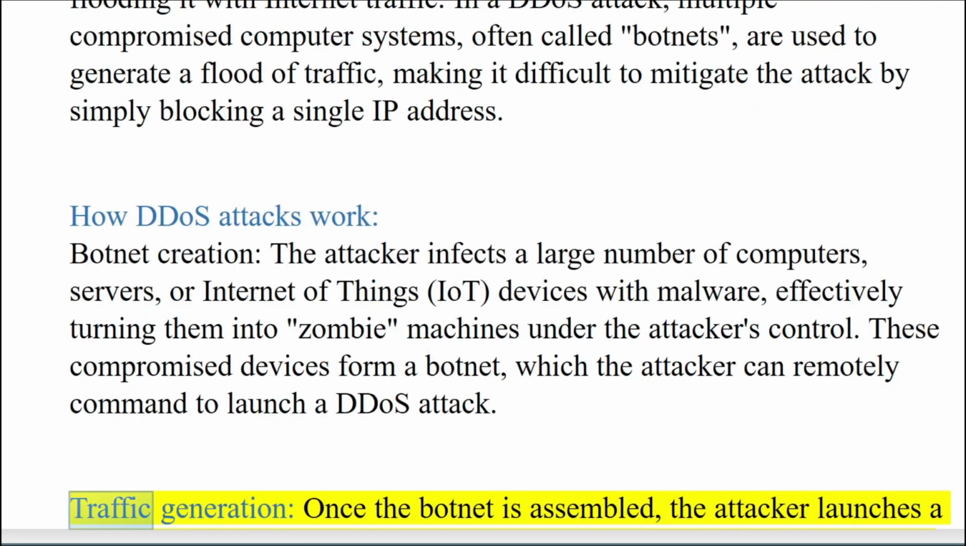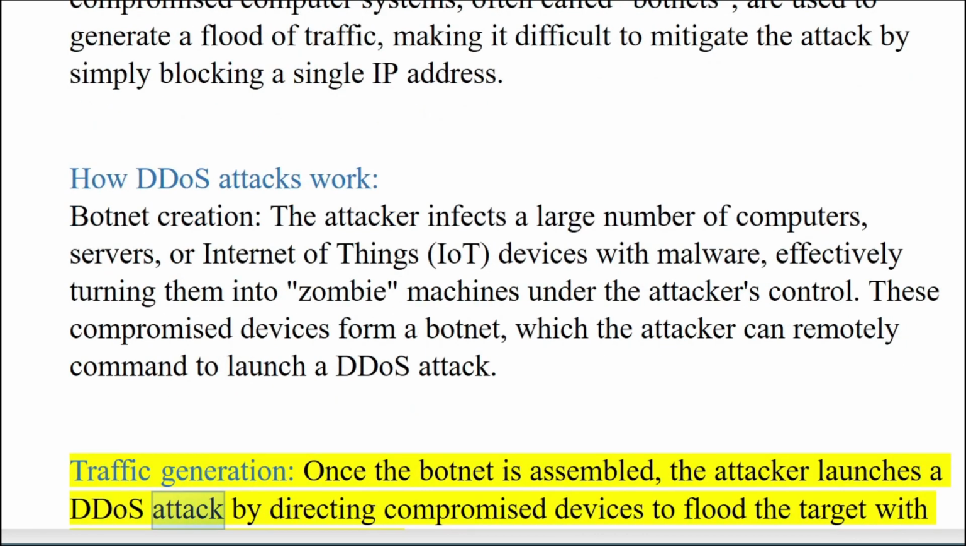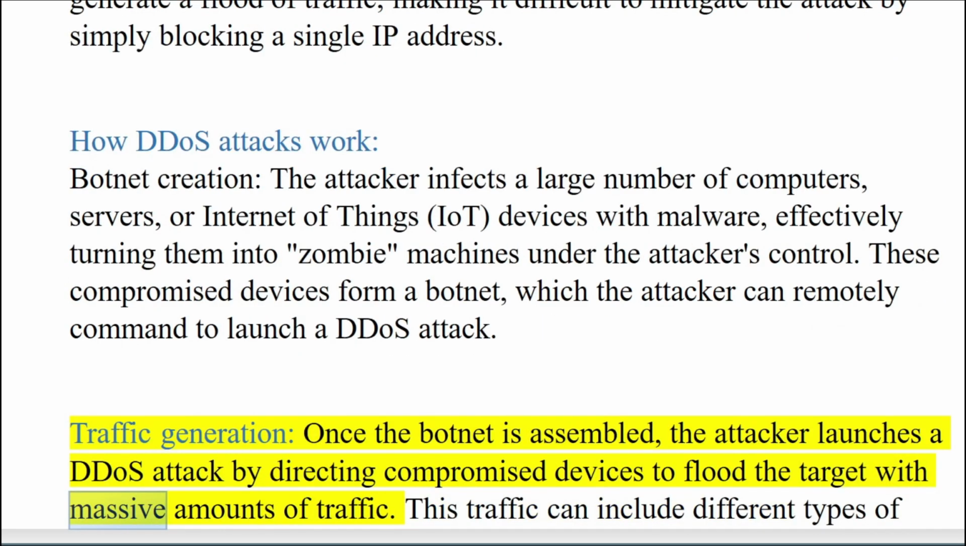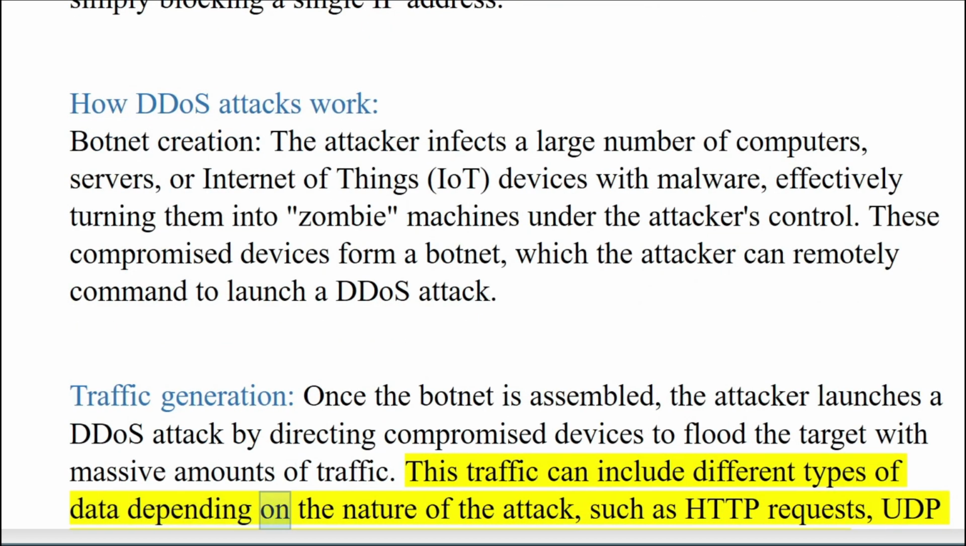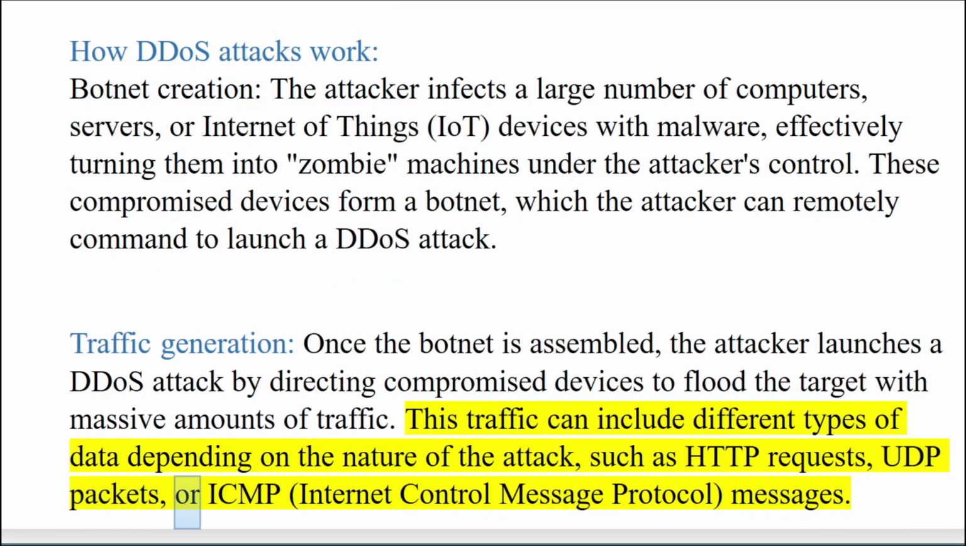Traffic generation. Once the botnet is assembled, the attacker launches a DDoS attack by directing compromised devices to flood the target with massive amounts of traffic. This traffic can include different types of data depending on the nature of the attack, such as HTTP requests, UDP packets, or ICMP, Internet Control Message Protocol, messages.